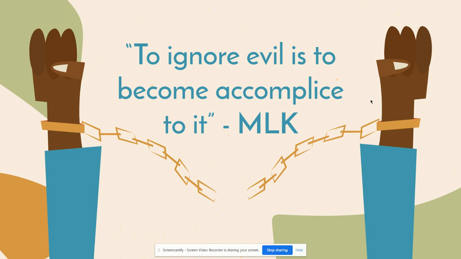And what this means is that when you see that something is wrong, something that's unjust, not fair, evil, then you have to stand up to it. You have to do something about it, because if you don't, then you're just an accomplice to the crime. You're basically helping the evil, you're not doing anything to stop it. And he says you have to stand up to it.